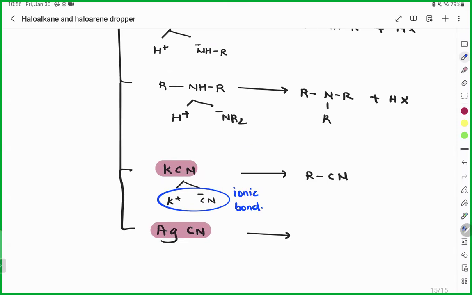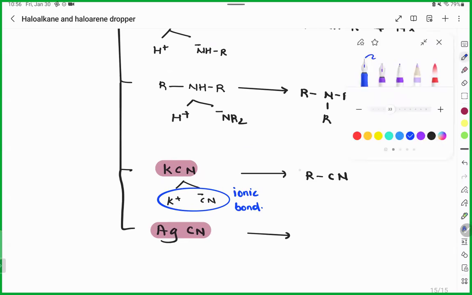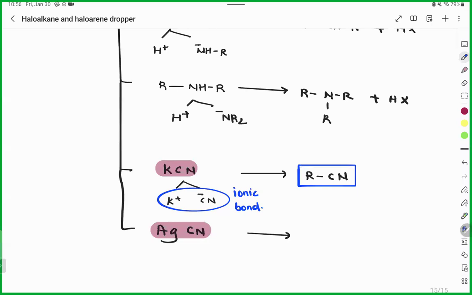Yes, sir. What will be the product? Let me write this name also because you will get it in the future also. RCN is known as cyanide or nitrile. You can call it cyanide or nitrile. For the other, we will use isocyanide or isonitrile. Pratigya, what is the difference between cyanide and nitrile?